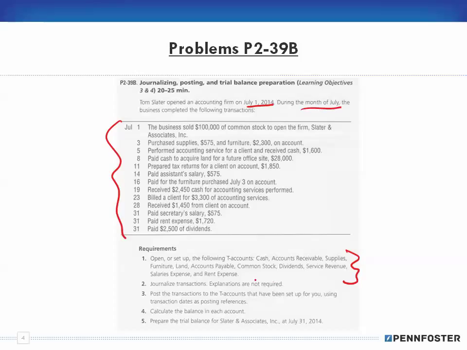Now, number 2 is journalize the transactions, and 3 is we're going to post. So whatever our journal entries, we're going to post into those T accounts. Then it tells us to calculate the balance in each one of those accounts, and then prepare a trial balance. The way I'm going to go about doing this is, remember, T accounts are nothing more than a tool. You could use a T account to make a journal entry. You can use a T account to represent the ledger accounts. It has other uses.